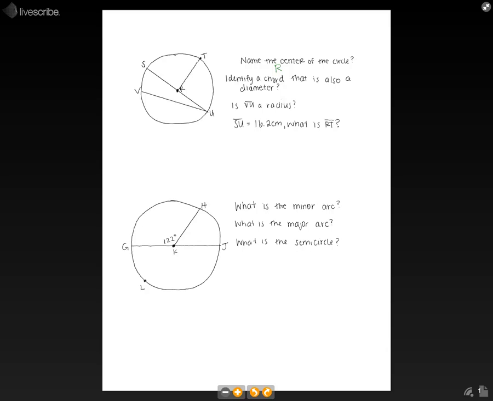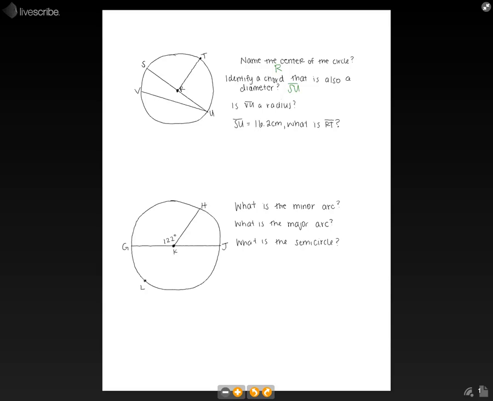Then it asks us to identify a chord that is also a diameter. A chord is a segment with endpoints on a circle, and a diameter passes through the center of the circle. So we can see that we have two possible chords, SU and VU, because they both have their endpoints on the circle. But as we can see, SU passes through the center of circle R. So we know that SU is our chord that is also our diameter.